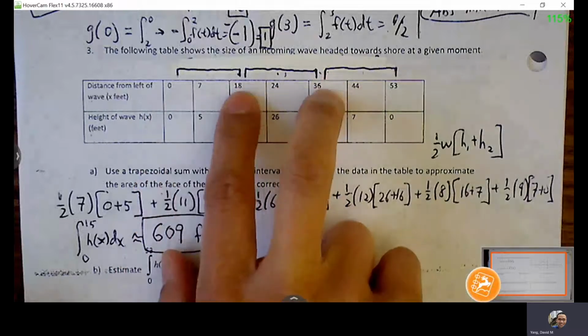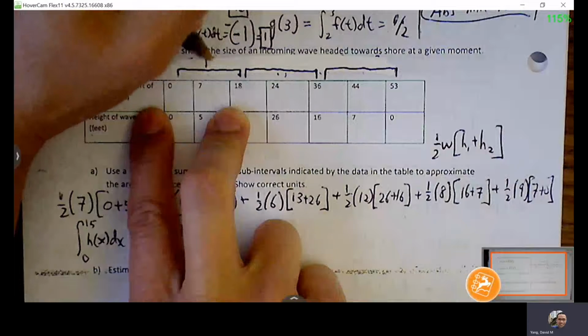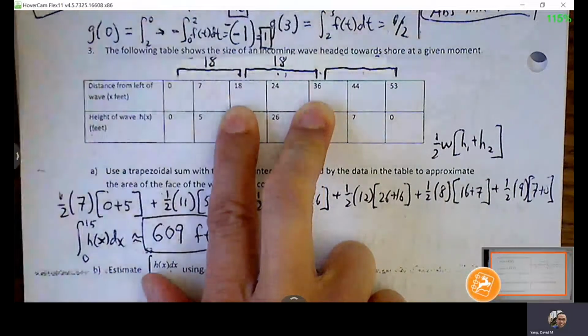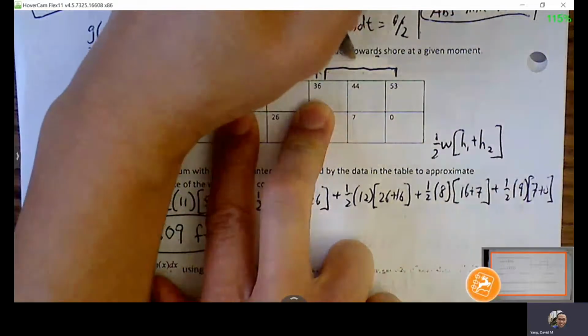Subtract my x values to get the width. 18 minus 0 is 18. 36 minus 18 is 18. And then 53 minus 36 is 17.